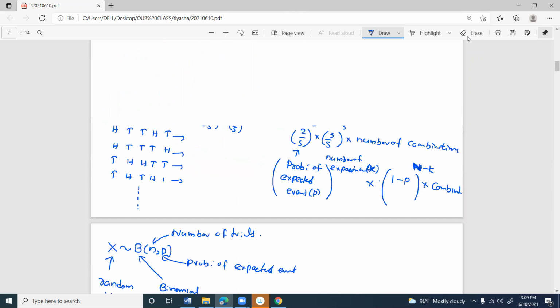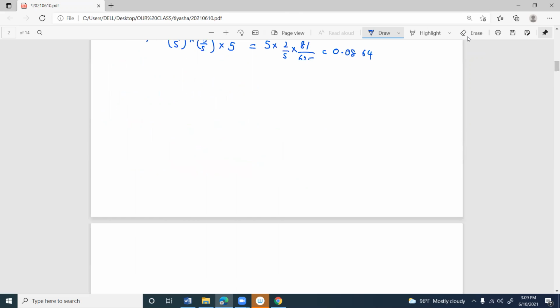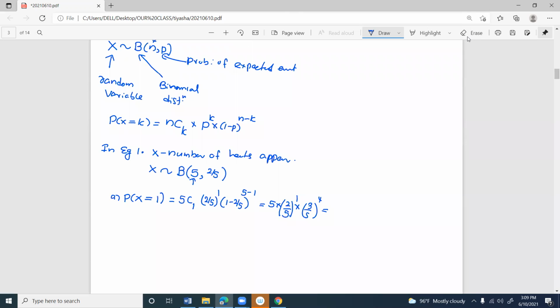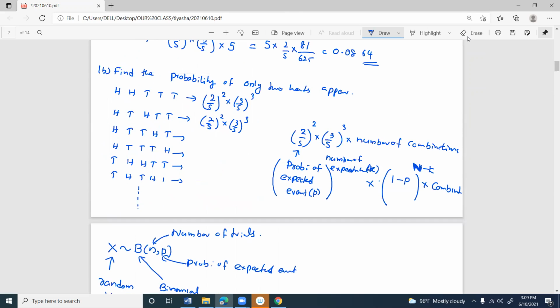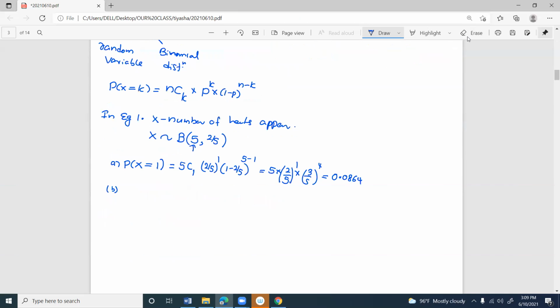Here. Let's see, the same thing comes from here. You just enter it from your calculator and you will get the answer 0.0864. Part B. What was the part B question? They are asking to find the probability of only 2 heads appearing.